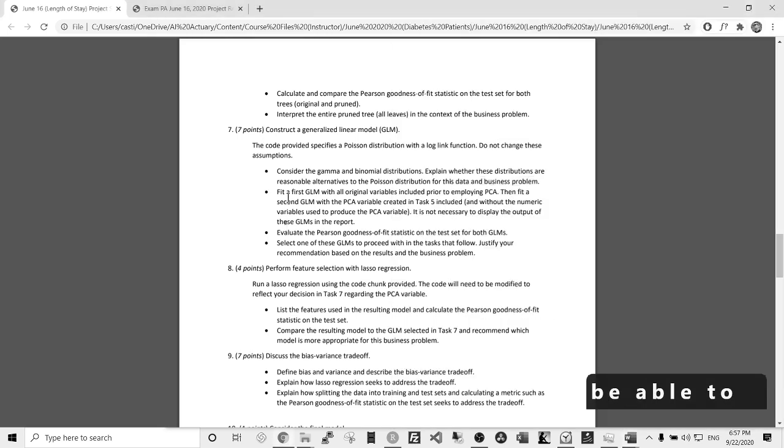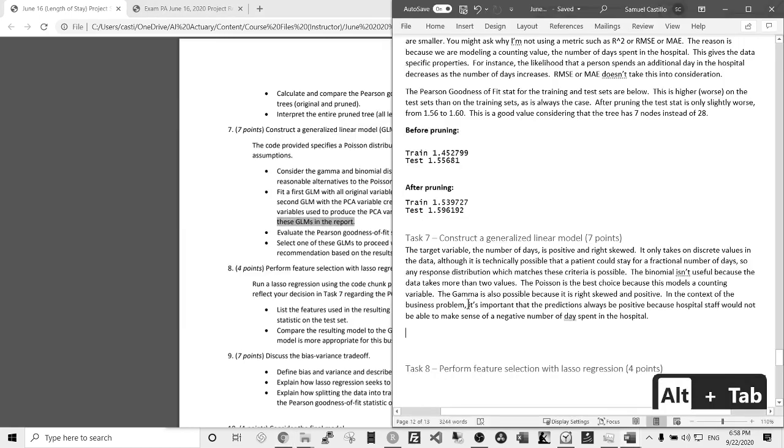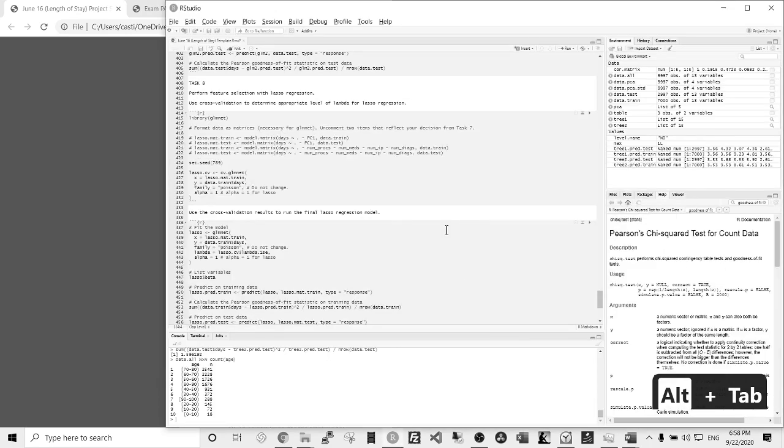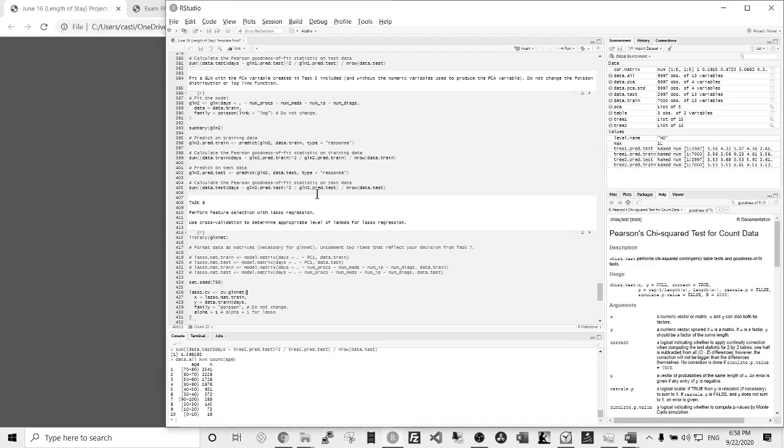The second part: fit a first GLM with all original variables included prior to employing PCA. Then fit a second GLM with the PCA variable created in task 5 included, and without the numeric variables used to produce the PCA variable. It is not necessary to display the output of these GLMs in the report. That's a key part because prior exams have always asked you to do that. So again, read the question closely and save yourself time. Let's go to the GLM question.